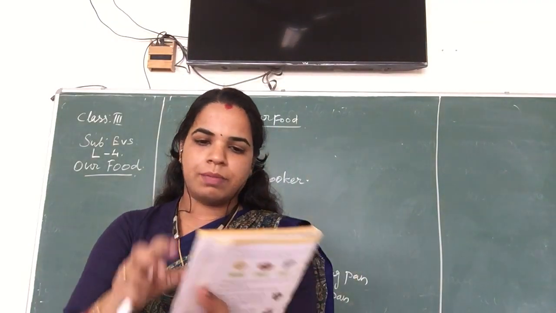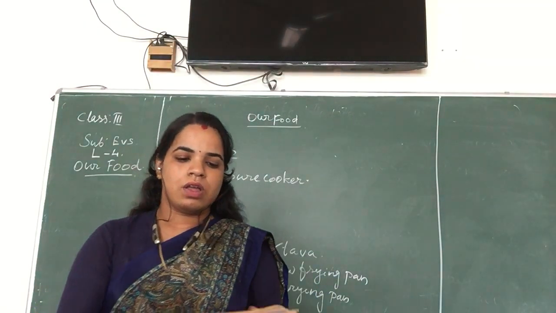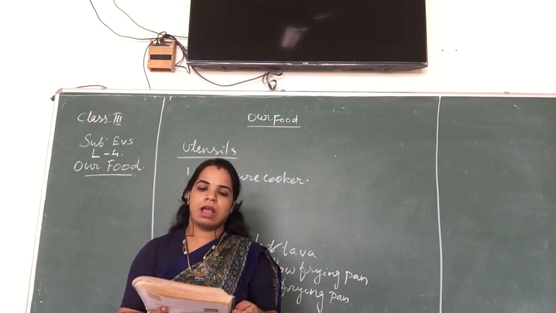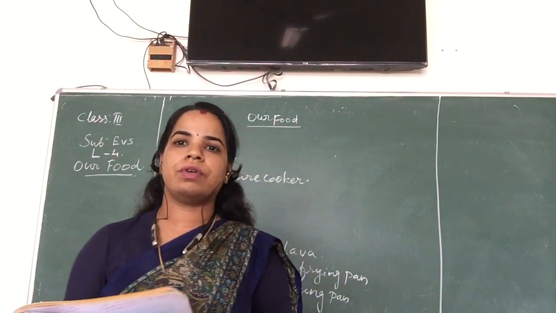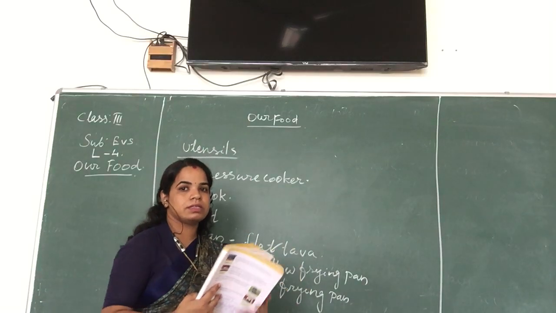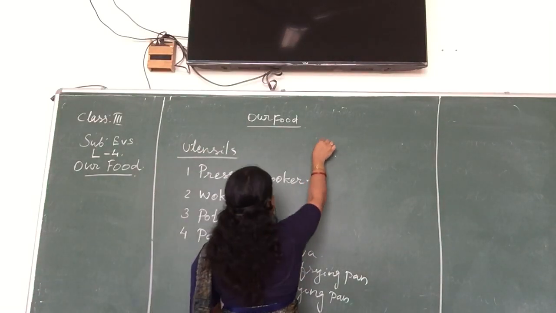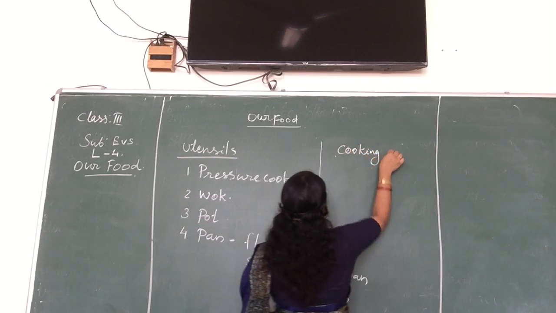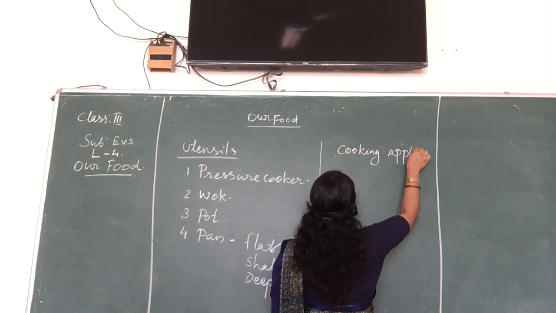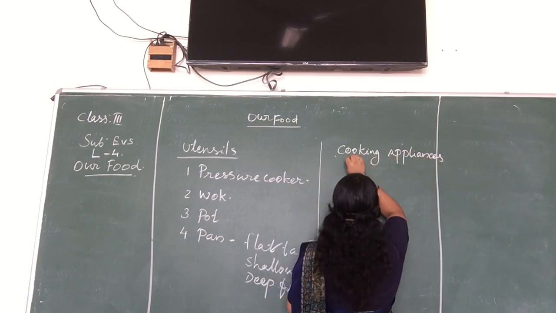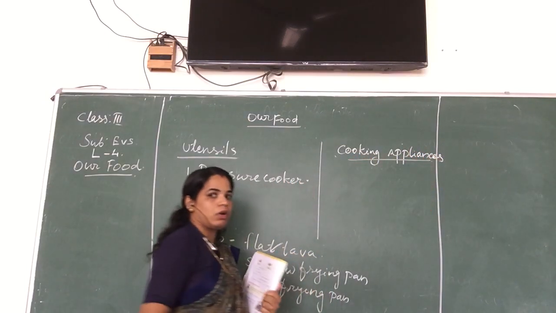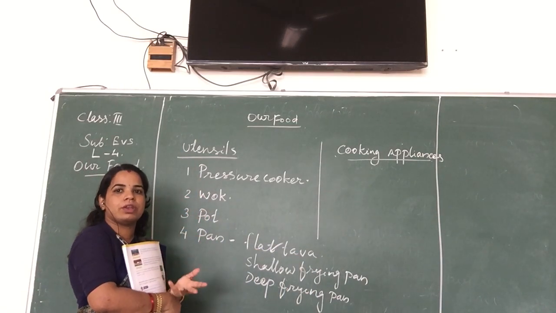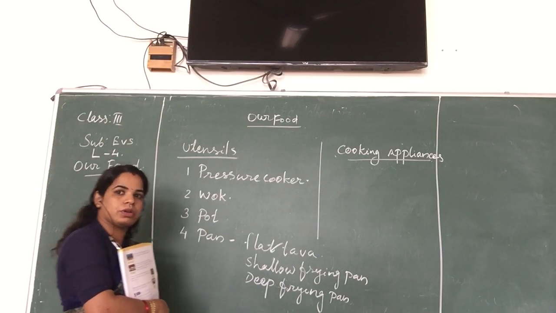The next page, page number 42: the cooking appliances and fuels. What are the cooking appliances we have to use to cook the food? What are the different cooking appliances? We have already said what utensils we use to cook the food. Again, we need appliances and fuel to cook the food.